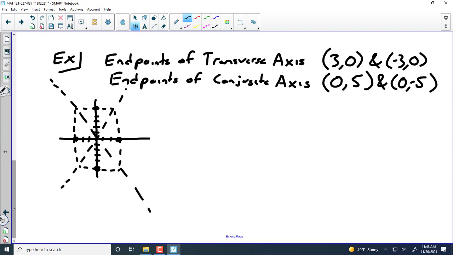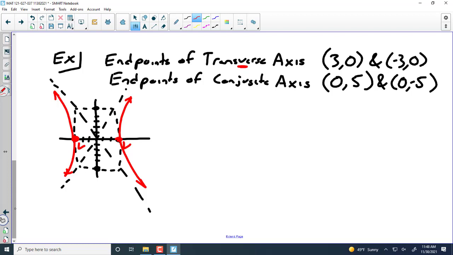Which 2 are the vertices? The x's. Why? It's transverse. Because that's the transverse axis. Since the transverse axis has a v in it, that tells us that the vertices are there and there. Everyone with me on that?